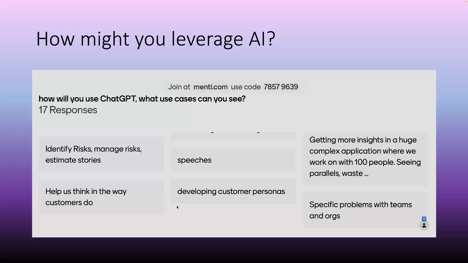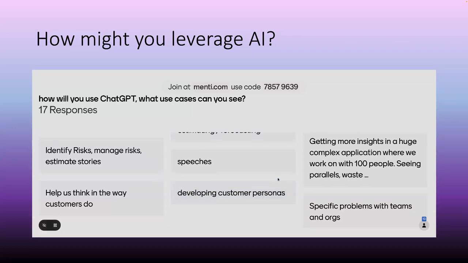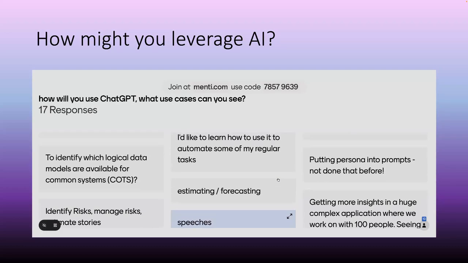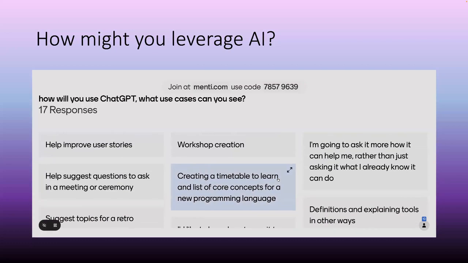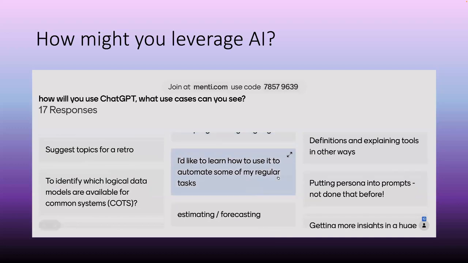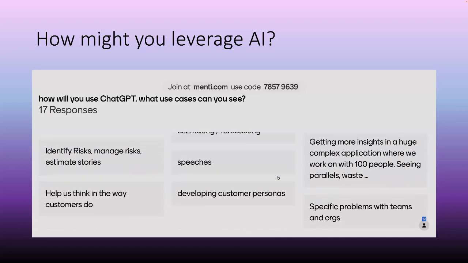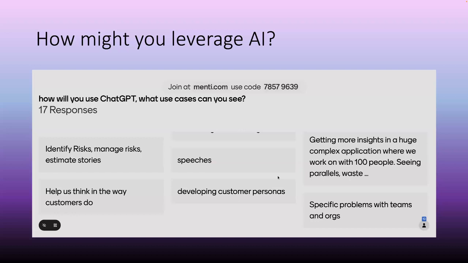Specific problems with teams and orgs. It's great at bouncing ideas around as well, especially if you're facing things like conflict. That Pi app that I was talking about that I'm running on my phone, if you're in a position where you're facing conflict, that's really good at helping to navigate conflict, giving you some ideas about how you might deal with that differently. That's great.